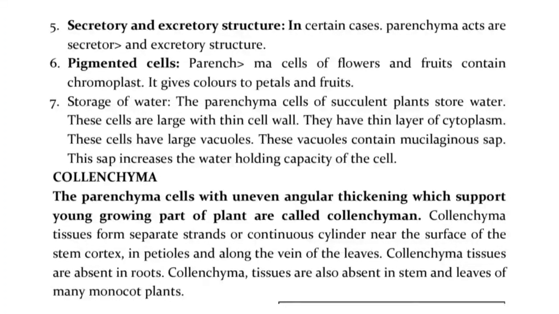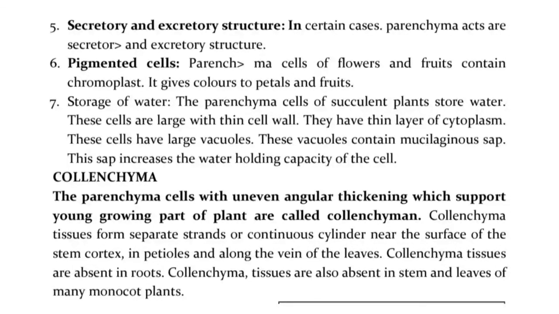7. Storage of water. The parenchyma cells of succulent plants store water. These cells are large with thin cell wall. They have a thin layer of cytoplasm. These cells have large vacuoles. These vacuoles contain mucilaginous sap. This sap increases the water holding capacity of the cell.